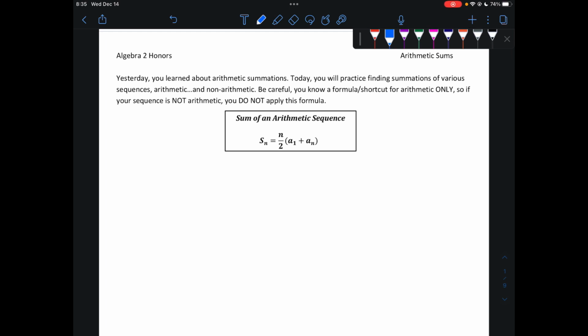So yesterday we learned about arithmetic summations. Today we're going to practice finding summations of various sequences, arithmetic and non-arithmetic as well. But be careful, this following formula that we're about to look at here is only applicable if the sequence is arithmetic.